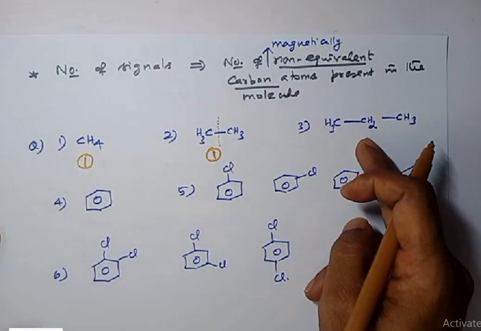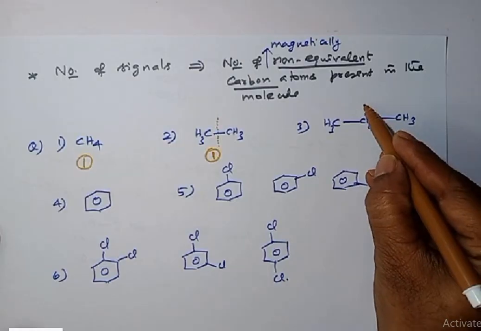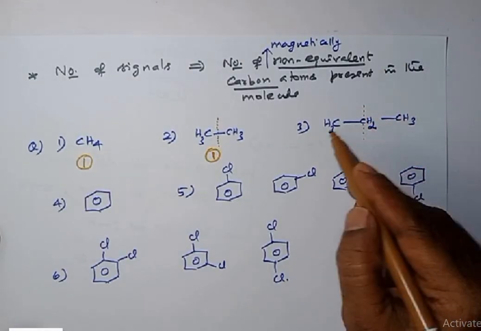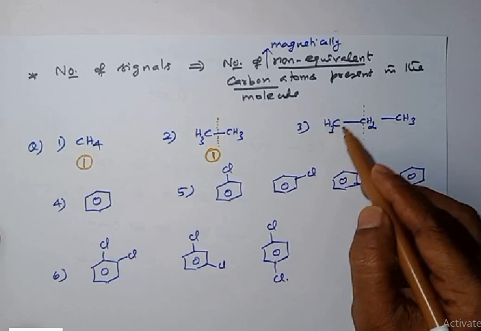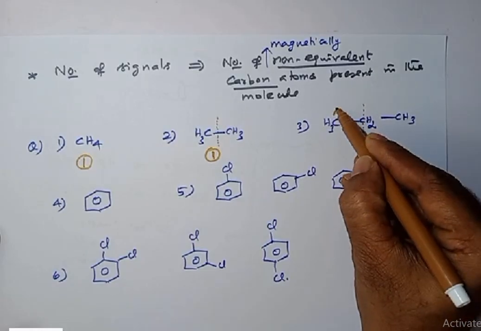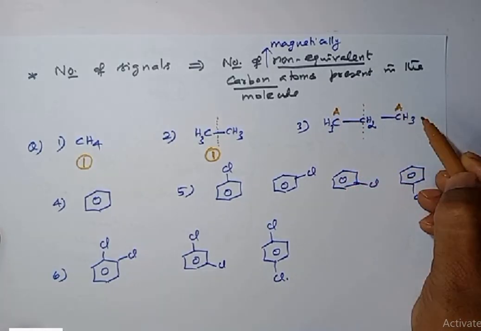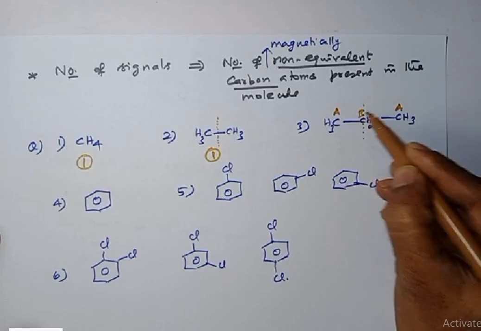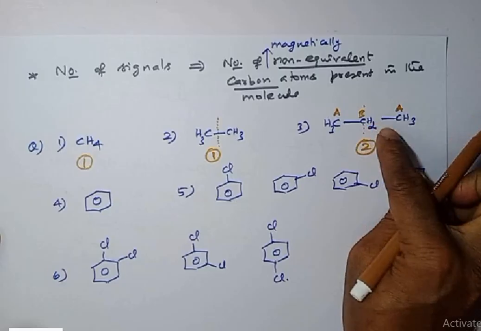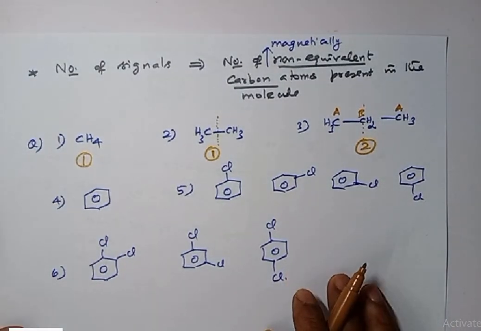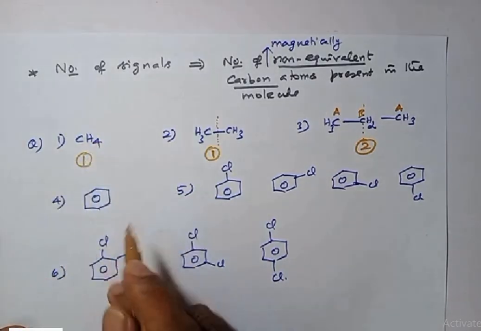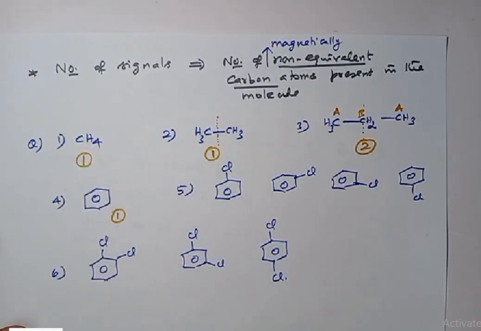Then if I come here, in this molecule, if I keep a plane or axis here, whatever it is, on either side of the plane I have a CH3 group here and a CH3 group here, and they are equivalent. So if this is carbon A, this is also A, because they are equivalent, and the middle one is B. So this will give two signals. A carbon atom will give one signal, B will give another signal. So we get two signals. For benzene, all the 6 carbon atoms are equivalent. So we get only one signal.